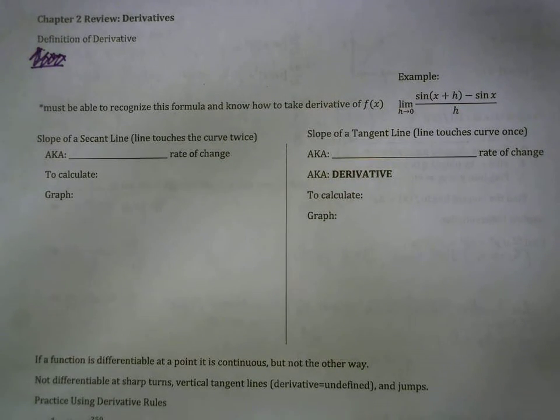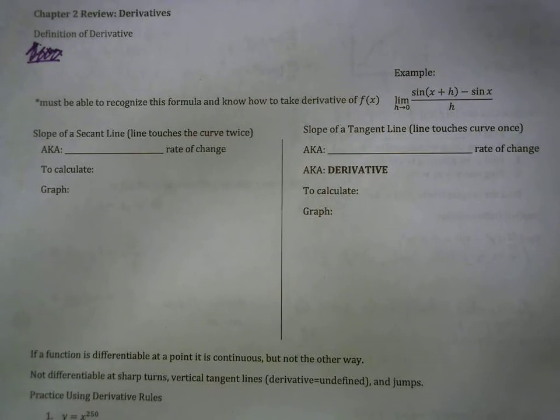Hello everyone, welcome back. This video is going to be a review of chapter 2, which was when we first learned derivatives. We started with the formal definition, and then you learned all your rules like chain rule, product rule, quotient rule, and we talked about tangent lines, and then we finished, I think, with implicit differentiation. So that is what we're going to be covering.